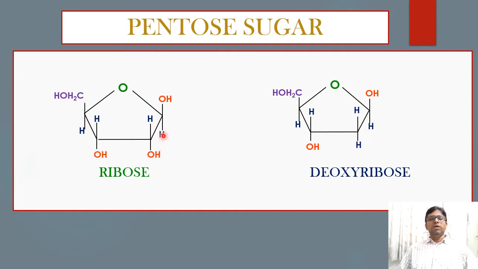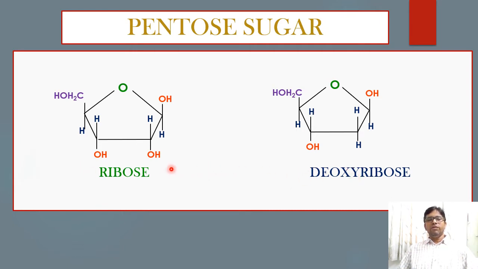The chemical formula of ribose sugar is C5H10O5. Coming to deoxyribose sugar, the chemical formula of deoxyribose sugar is C5H10O4. Here it is O5 in ribose sugar, whereas in deoxyribose sugar, only O4. That is the only difference between these two sugars.